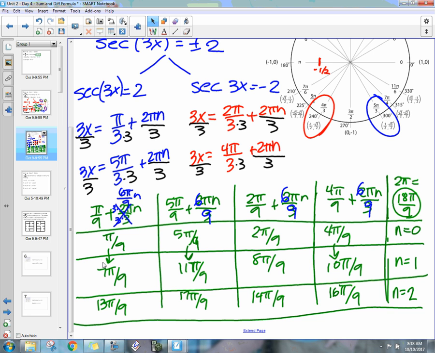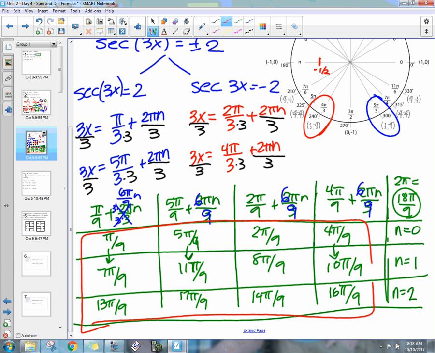All right, so if I would keep going and add another 6 pi over 9, everything gets too big. So these 12 answers are the ones that we're looking for in problem number 2.